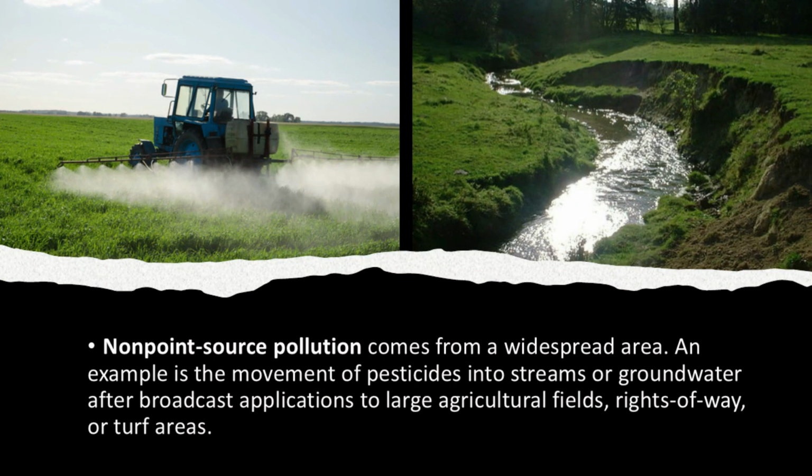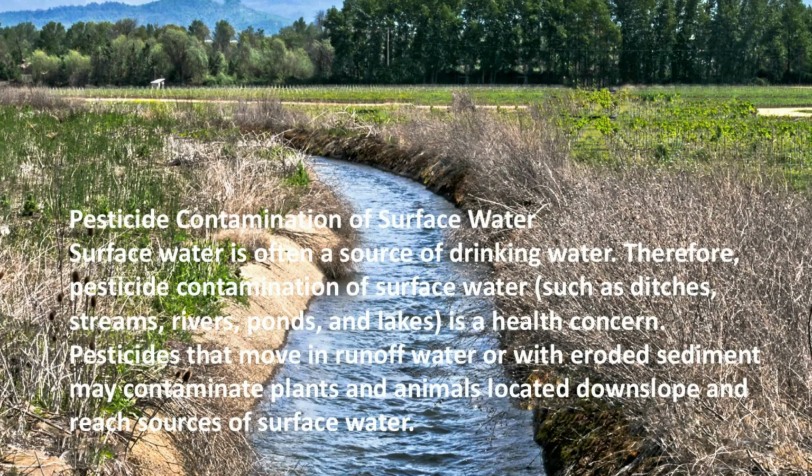Non-point source pollution comes from a widespread area. An example is the movement of pesticides into streams or groundwater after broadcast applications to large agricultural fields, rights-of-way, or turf areas. Pesticide contamination of surface water. Surface water is often a source of drinking water. Therefore, pesticide contamination of surface water, such as ditches, streams, rivers, ponds, and lakes, is a health concern.